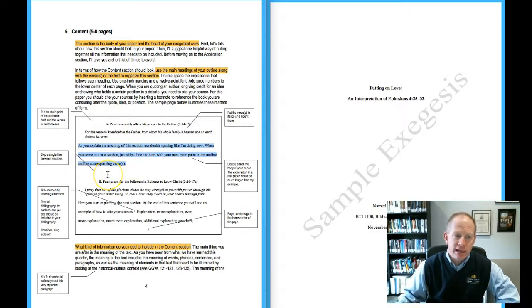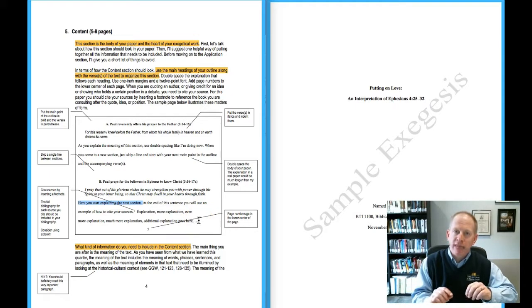Then you're going to skip a single line, and then you're going to put the second subhead, and then you're going to include the scripture passage again for those verses, and make sure those verses are tagged to each subhead so I know exactly where you're coming from. And then again, you're going to start explaining this section, and you're going to work through all of this.